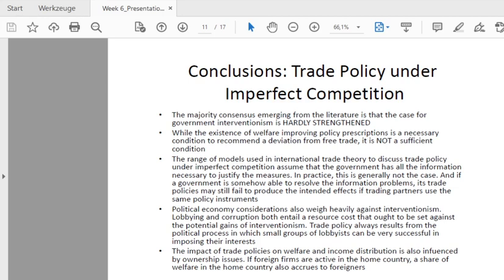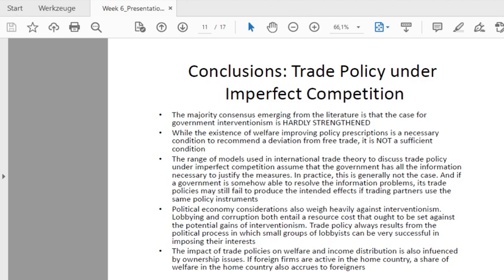Well, let me now conclude trade policy on imperfect competition. In reading these slides and the prescribed chapter of the book Applied International Trade, you will find that in some cases under imperfect competition, it does pay, for firms and for countries in terms of welfare, to introduce trade policy instruments and to try to influence the distribution of income between national and foreign firms and governments. In spite of that, the majority consensus emerging from the literature is that the case for government interventionism is hardly strengthened.